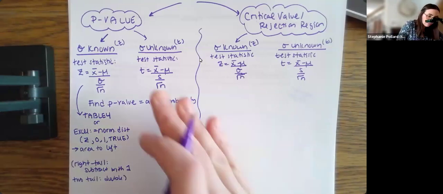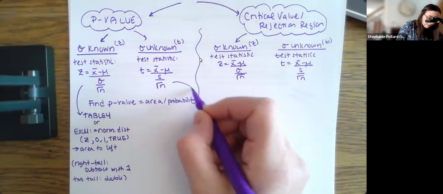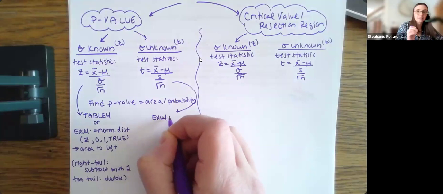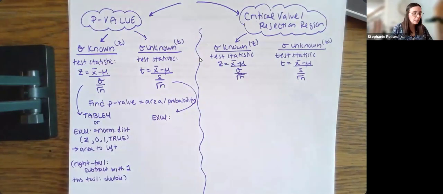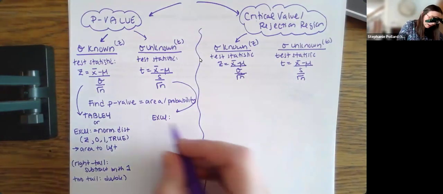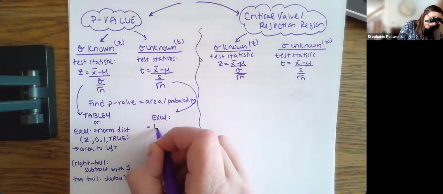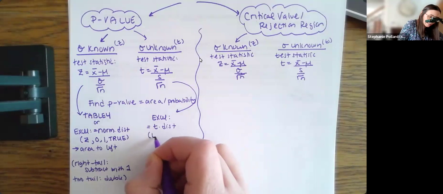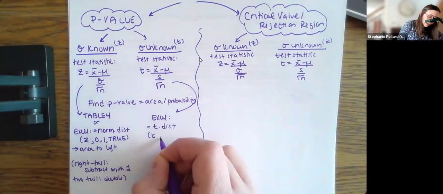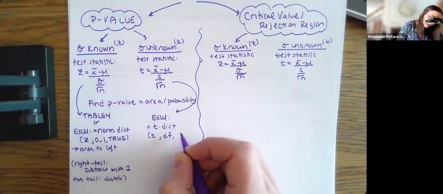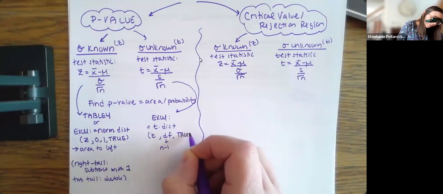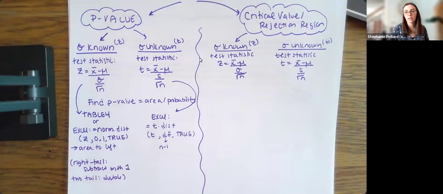Now for t, you would rather just use Excel here. There is table 5, but it's not very helpful with p-values. So the Excel formula that you're using here is T.DIST. What you're putting in is your test statistic t and your degrees of freedom. Don't forget that's n minus 1 here. And then the word true. So that's how you're using Excel in this particular case.